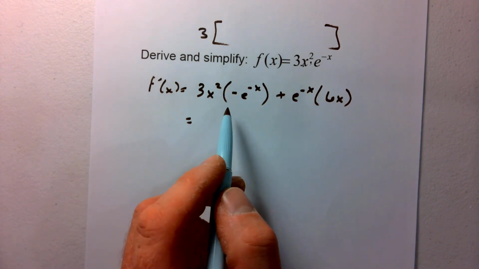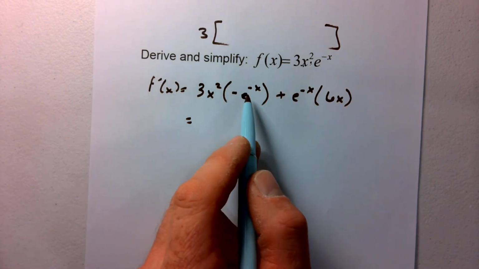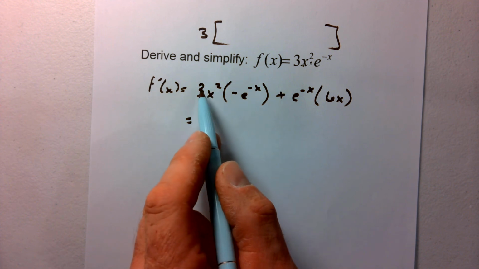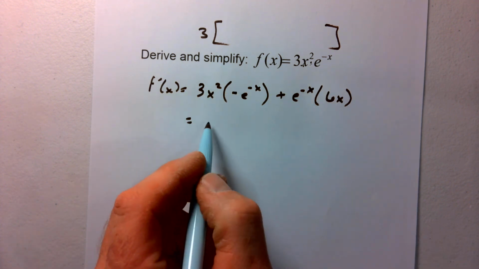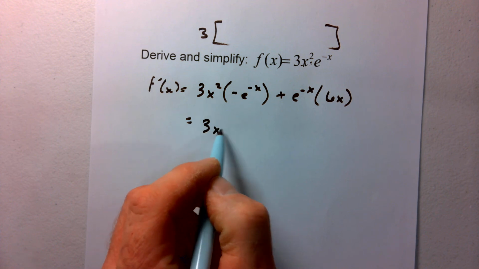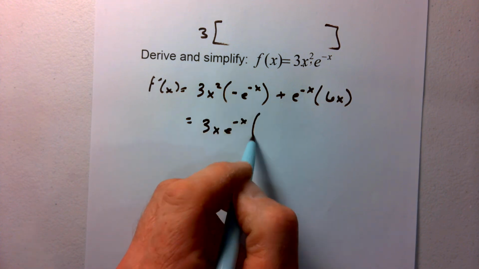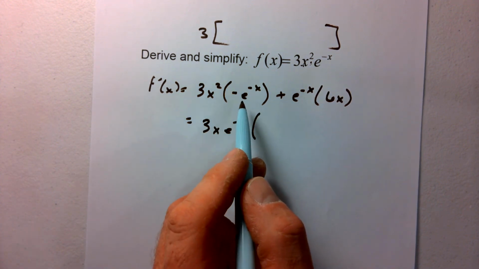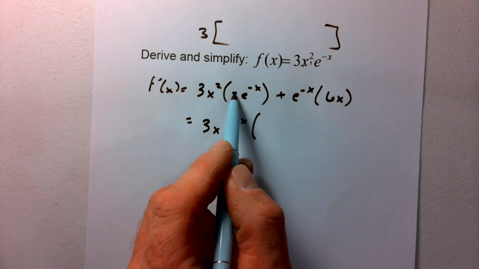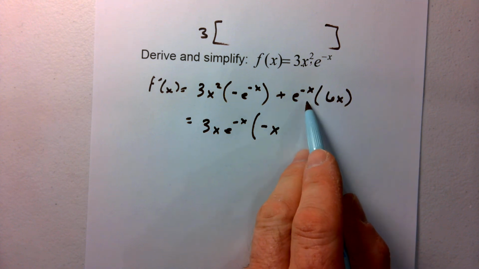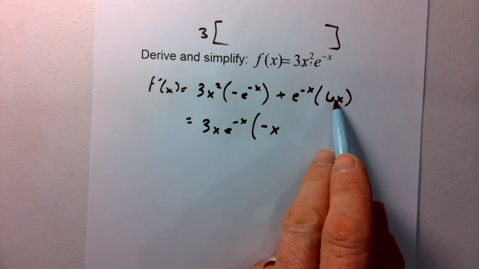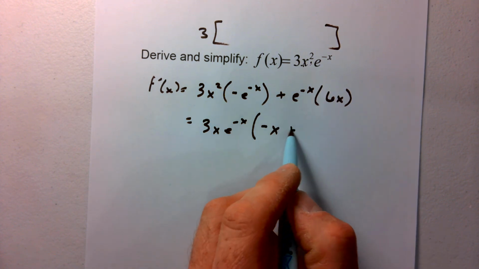Now we can go ahead and clean this up a little bit. I have an e to the negative x in common, I have a 3 in common, and an x in common. So I'm going to take out a 3x e to the negative x. And that's going to leave us with this negative and an x, so a negative x. Over here, if I take out a 3x e to the negative x, I'm left with a 2.